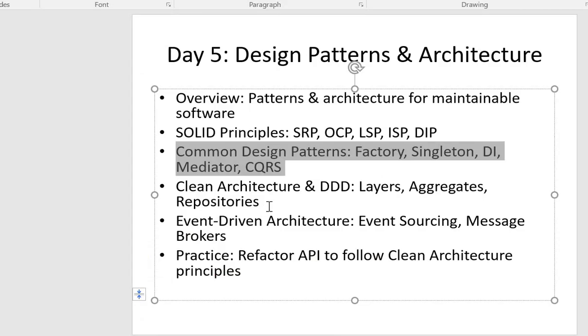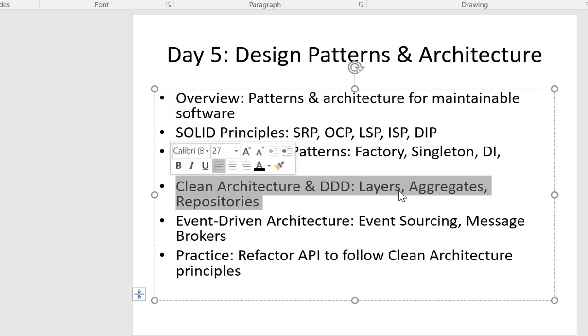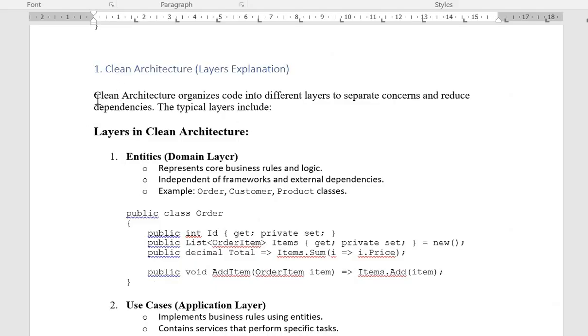Next, clean architecture, DDD layers, aggregates and repository. Clean architecture organizes code into different layers and separates the concerns to reduce the dependencies. The layers in clean architecture start with entities, the domain layer. It represents core business rules and logic, and is independent of frameworks and external concerns. Examples are order, customer, products.